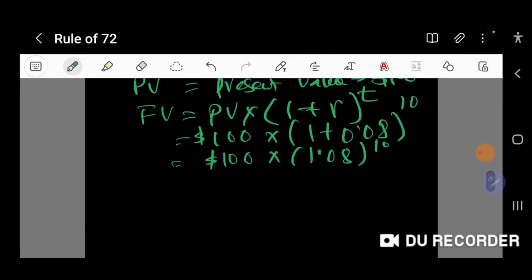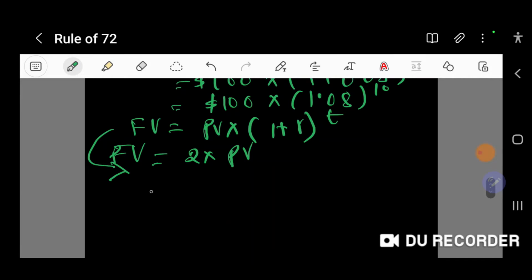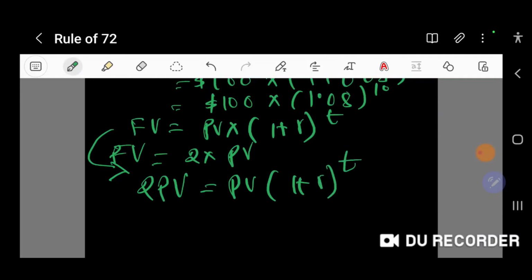Given that FV is PV multiplied by (1 plus R) to the power T, we want to double the future value, so your money is going to be 2 times the PV. This equation boils down to 2 multiplied by the present value equals the present value multiplied by (1 plus R) to the power T. So this is the future value that becomes double what you invested today, and how long it takes to grow with annual compounding.